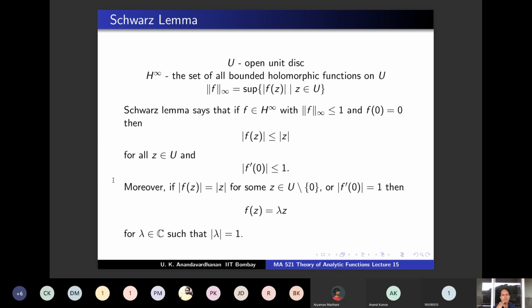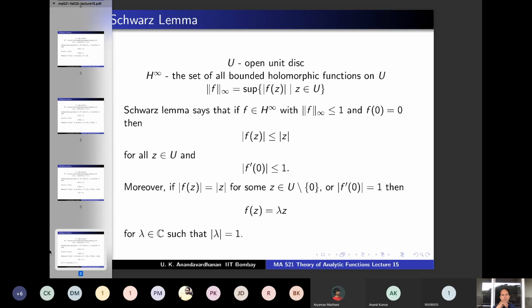Right? That's clear, no? Because you have this condition, mod f z is less than... you are assuming that the equality holds. So mod f z is mod z, so mod of lambda z is mod z. Therefore, mod lambda is 1. So if it's a scalar multiple of the identity function, the scalar multiple is supposed to have modulus 1. So this solves this. Okay, so this is what we have to prove.